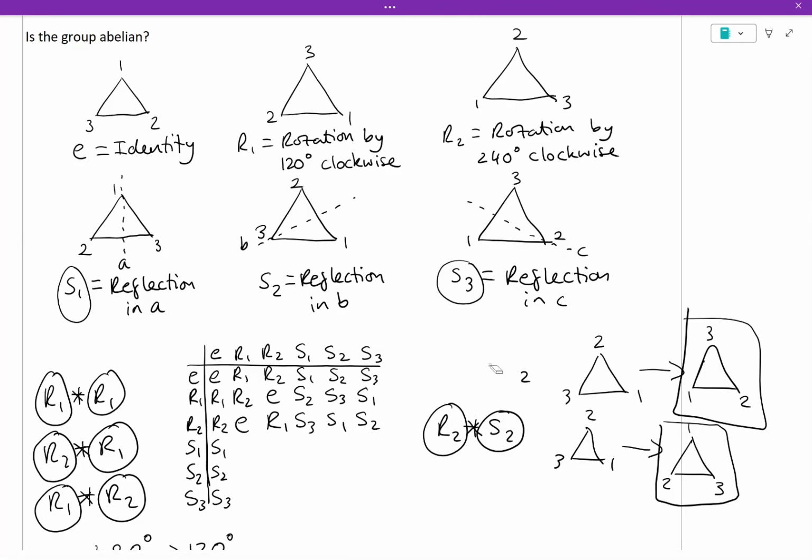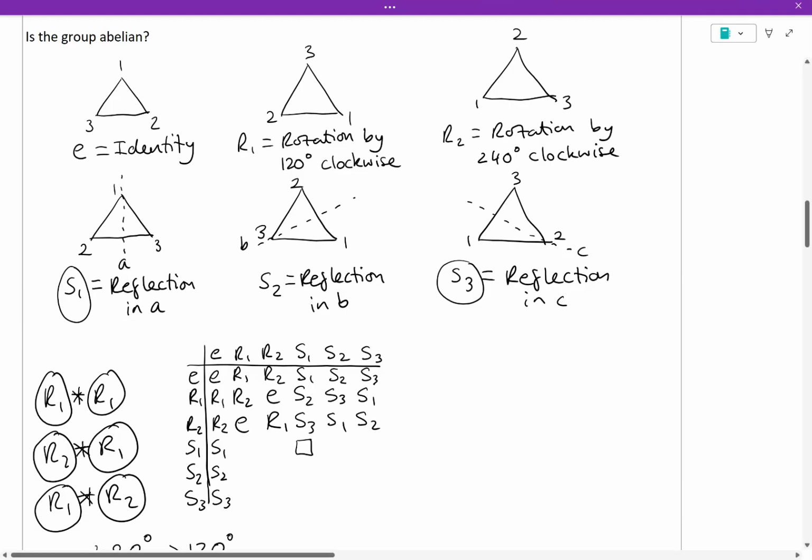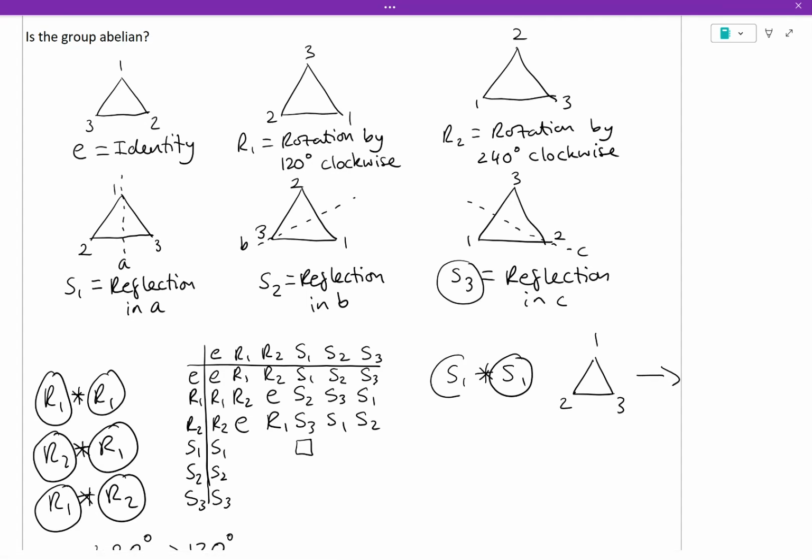Right, so let's now rub this out and let's do some reflections combined with some reflections, as that's probably the one thing we haven't looked at yet. Okay, so let's do this element here. Okay, so that is S1 combined with S1. So I'm going to start by drawing out S1, which is 1, 2, 3. Okay, then this represents this other S1, so we're then going to reflect in A. So I'm going to draw A on here. Okay, and we're going to reflect. So the 1 is going to stay where it is, the 3 is going to go here, and the 2 is going to go there.